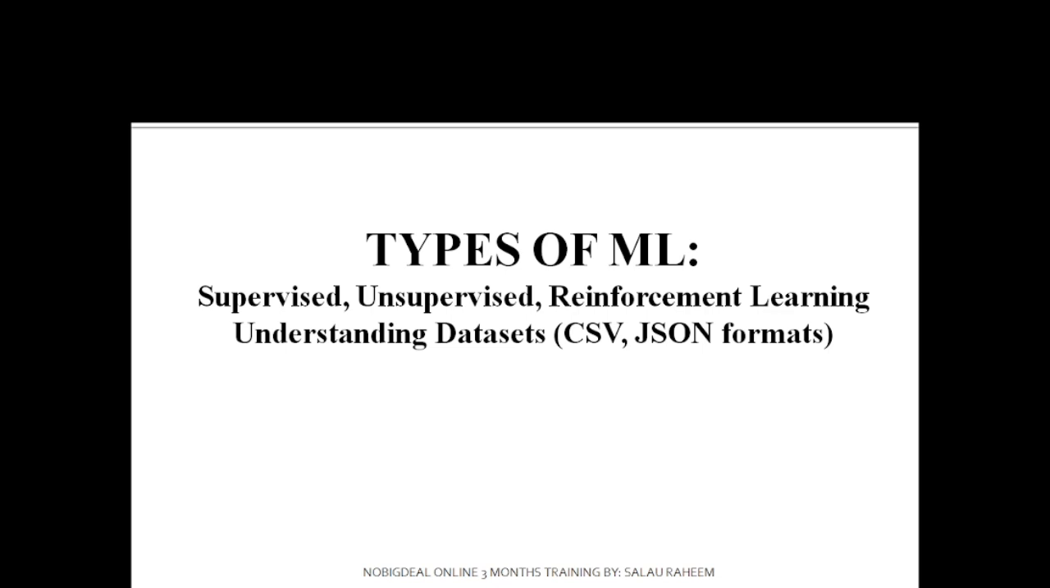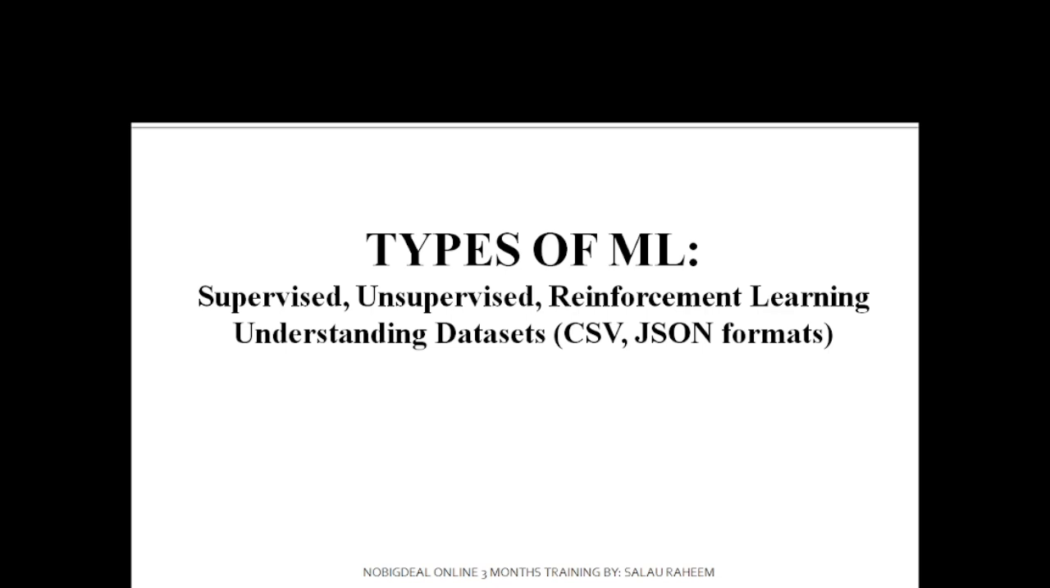Then the second type is unsupervised learning. The model finds patterns in data without labels. This one we don't need to label. It finds patterns in data. An example of this type is customer segmentation in marketing. The algorithms we use here are k-means clustering and principal component analysis.